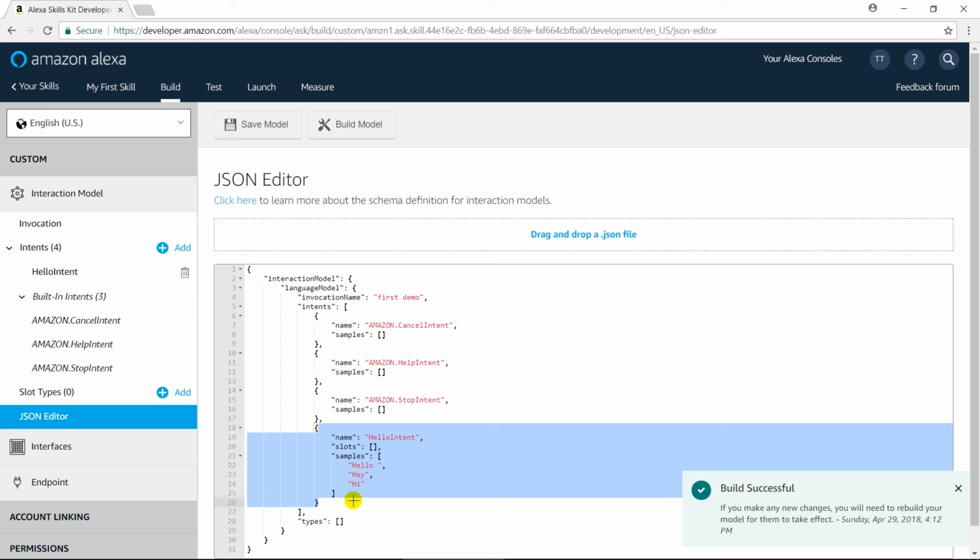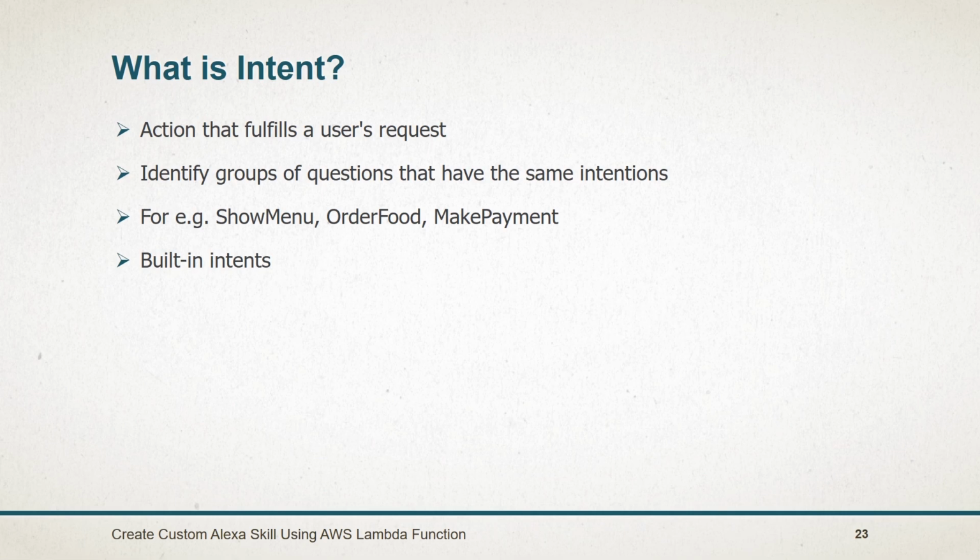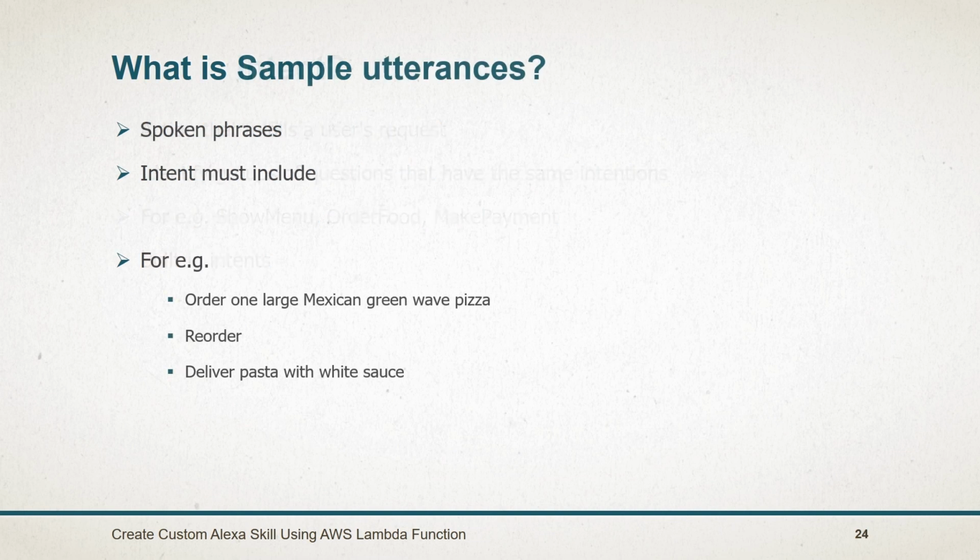Now, let us see what we have learned in this session. We saw an intent represents an action that fulfills a user's spoken request. And sample utterances represent spoken phrases and it may include slots.